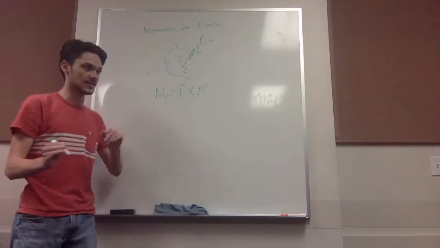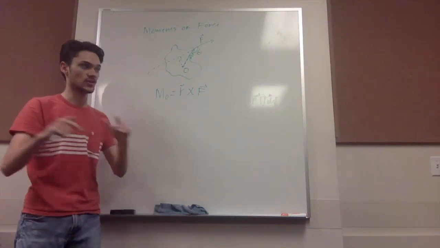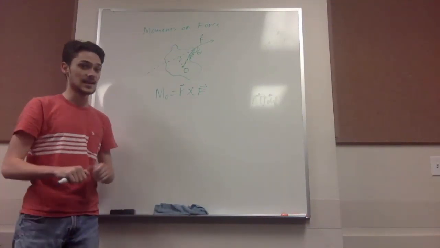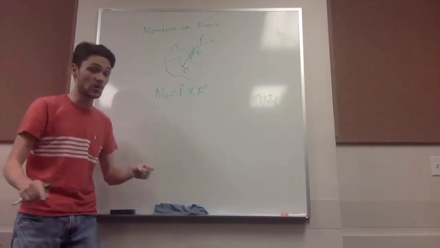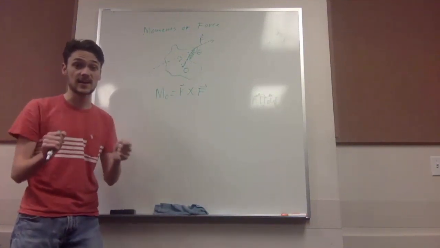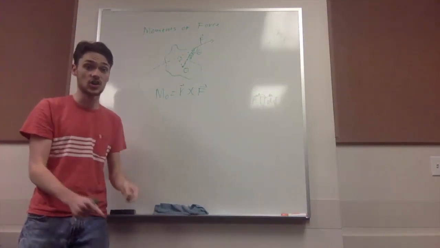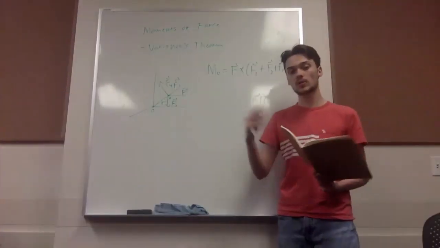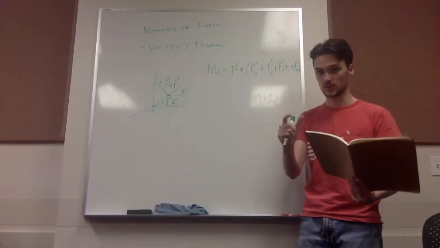I lied, theta is the angle between the force vector and R directly. Now it always, always, always needs to be R cross F. It can never be F cross R. Always R cross F. But before we continue, let's quickly touch on Varignon's theorem.